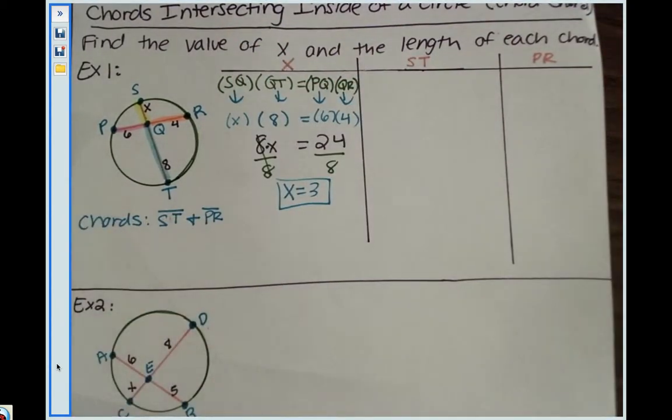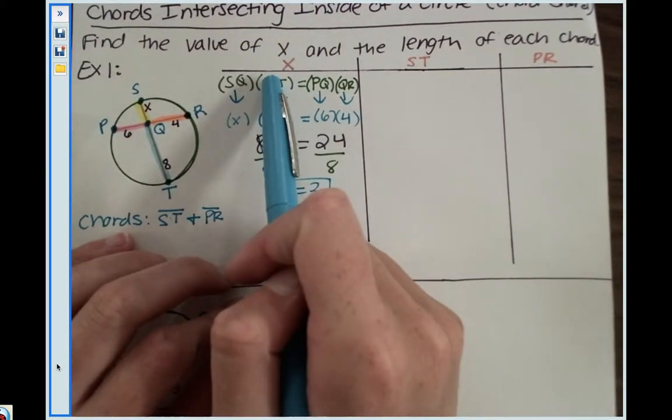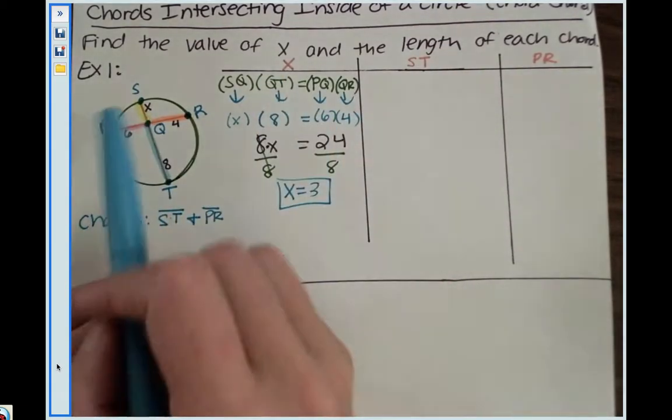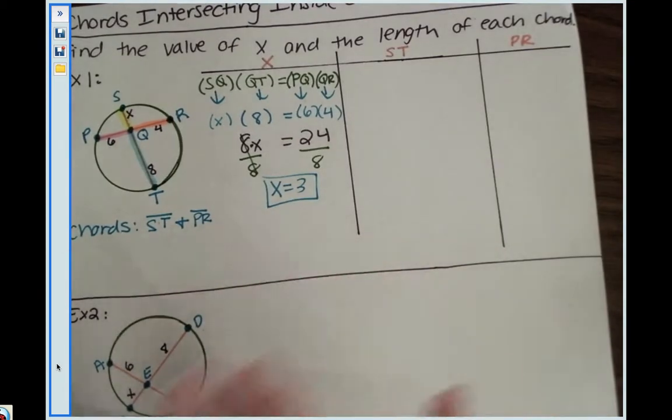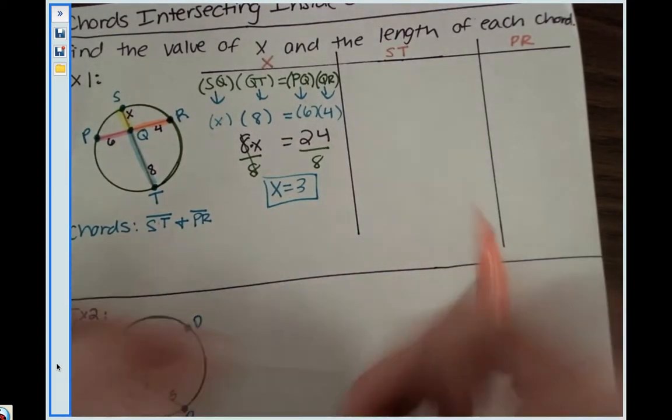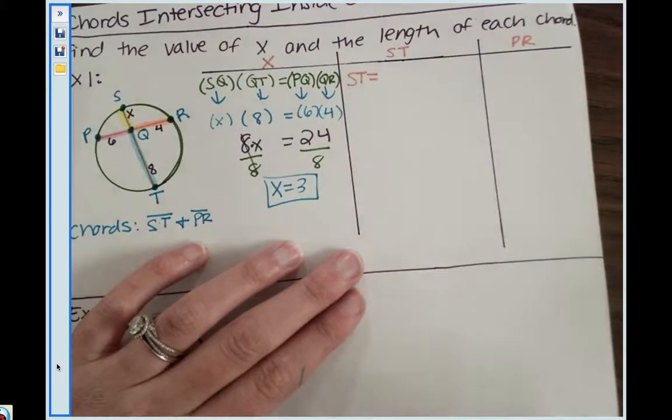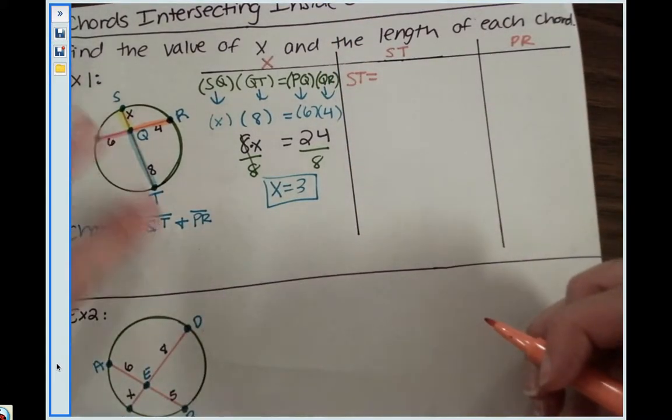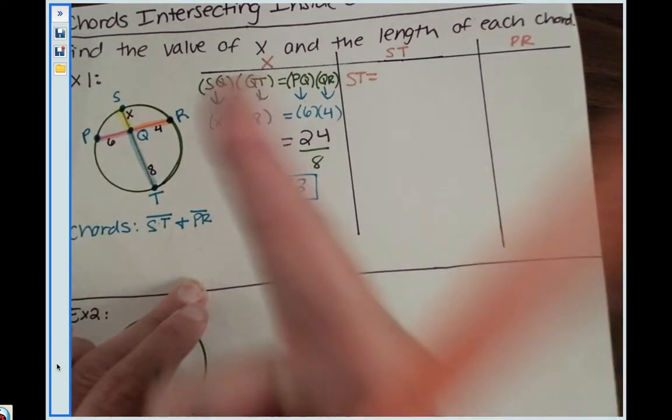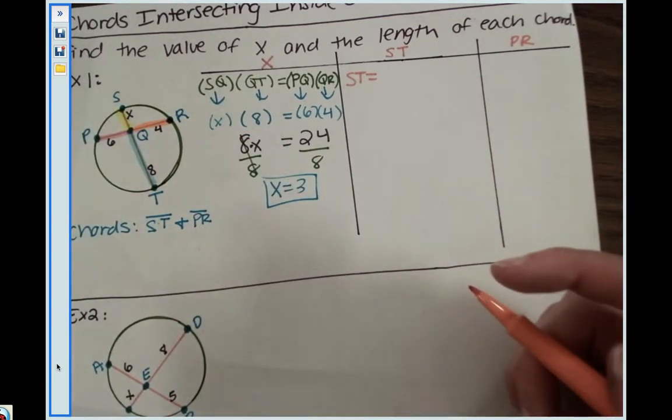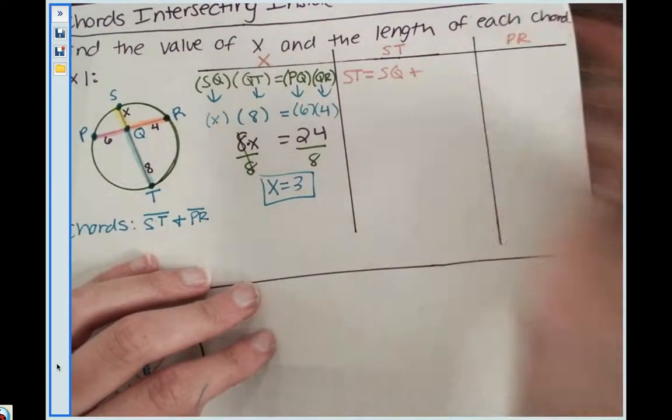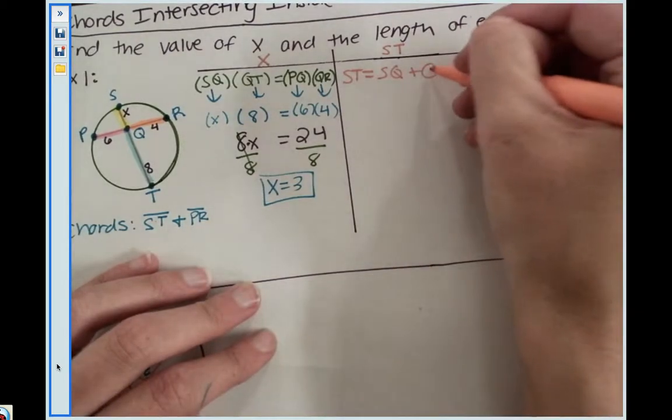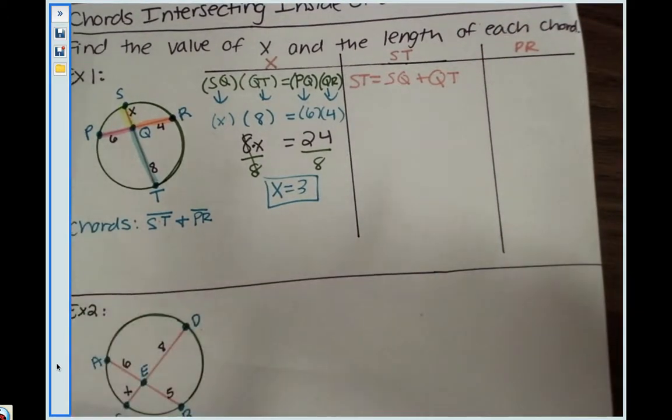But we are not done yet. We found the value of X, but now we need to find the length of each chord, which are our two chords, ST and PR. So let's figure out what those lengths are. ST is made up of the segments SQ and QT. So if I want to get the length of ST using the segment addition postulate, I can add the pieces that make it up. I'm going to add SQ to QT together, and then I'll have ST.